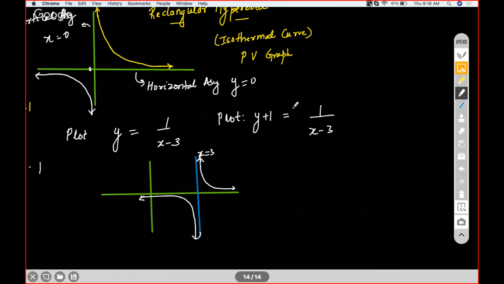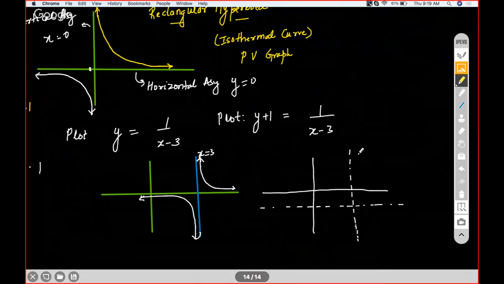You just have to move this 1 unit down. Absolutely. So basically we have to now make the graph like this. This line is x equal to 3. This line is y is equal to minus 1. Understood how it works?